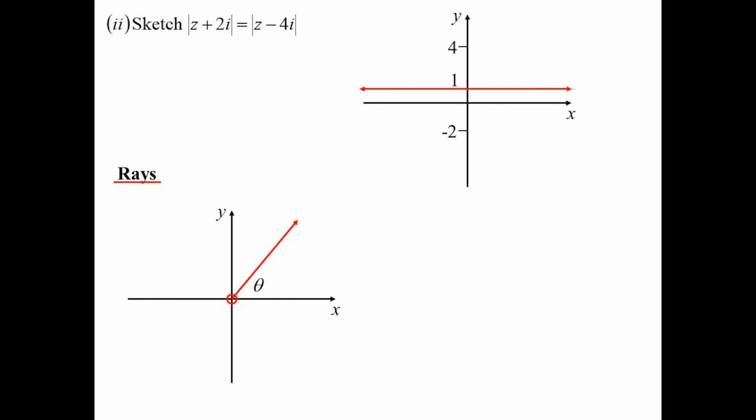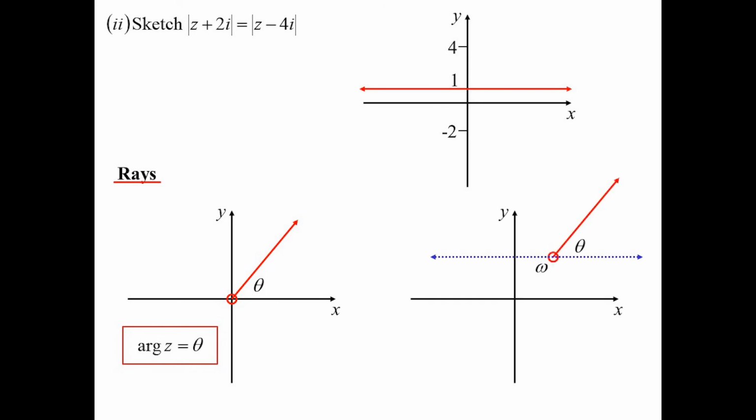So something like that. And that we can define using the argument, because all of the points on that particular ray would have the same argument. They're all making the same angle with the x-axis. So that could be defined as simply, well, the argument of z, any point on that ray z, is equal to theta.